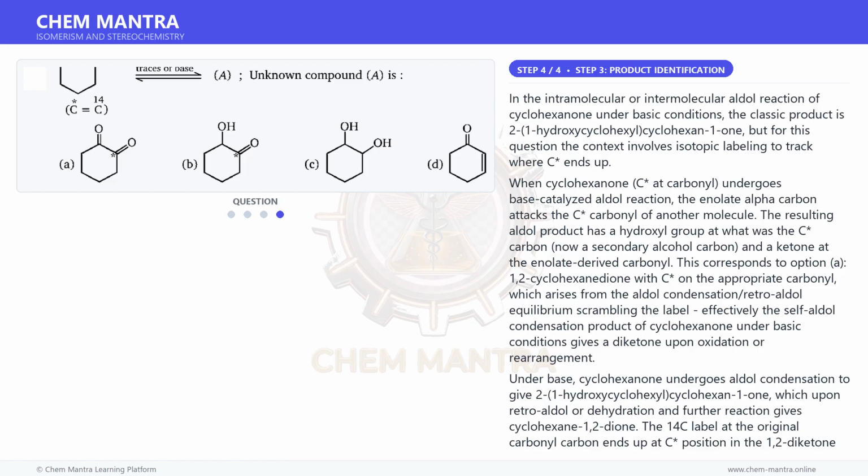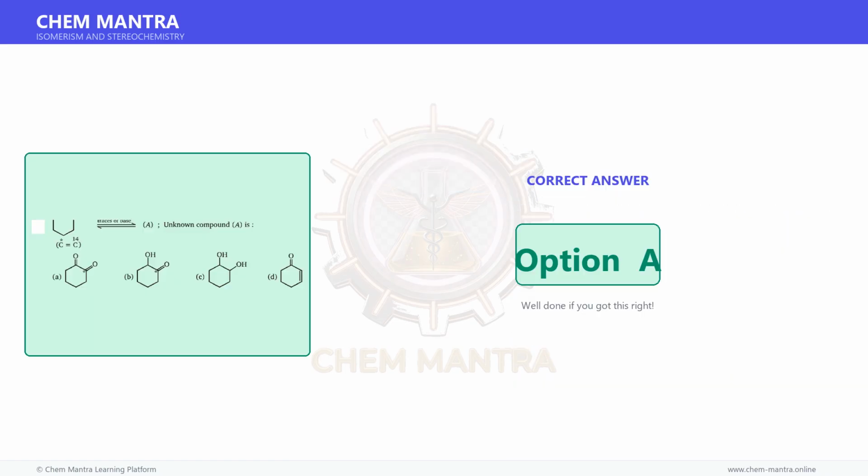Cyclohexane-1,2-dione with C** on one carbonyl carbon is the product of the base-catalyzed self-aldol reaction of 14C labeled cyclohexanone where the labeled carbon ends up in the 1,2-diketone framework. Therefore, the correct answer is option A.